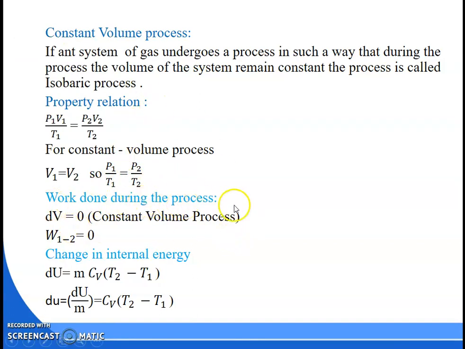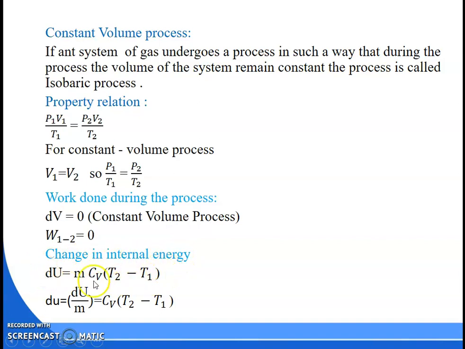Then what is the work done during the process? Since volume is constant, the change in volume is equal to what? 0, because change in volume is V2 minus V1, and if V2 is equal to V1, then that will be 0. So if dV is equal to 0, then work done is the integration of P dV, so pressure into 0 will also be 0. So work done for a constant volume process is 0. A constant volume process is also known as the isochoric process.